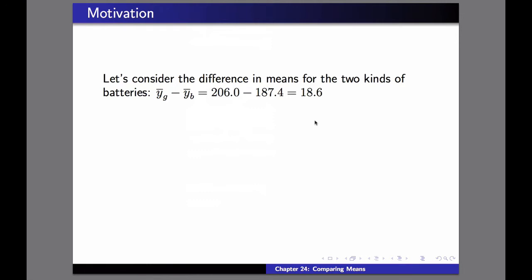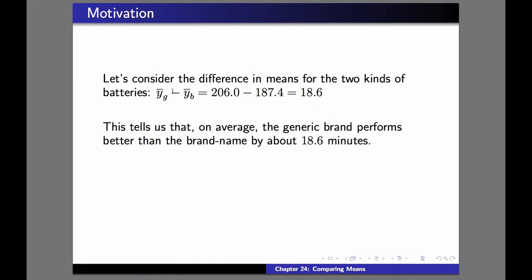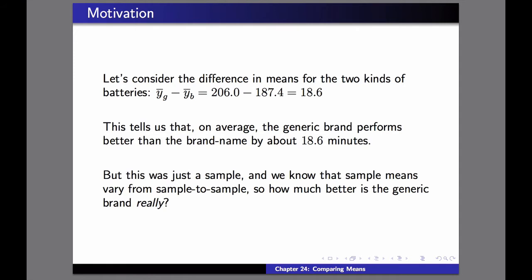Kind of the same way we just did. By the way, G stands for generic, B stands for brand name. Now, this tells us that on average, the generic brand performs better than the brand name by about 18.6 minutes. Okay. Now, this was just a sample, however, and we know that sample means vary from sample to sample. So how much better is the generic brand really?